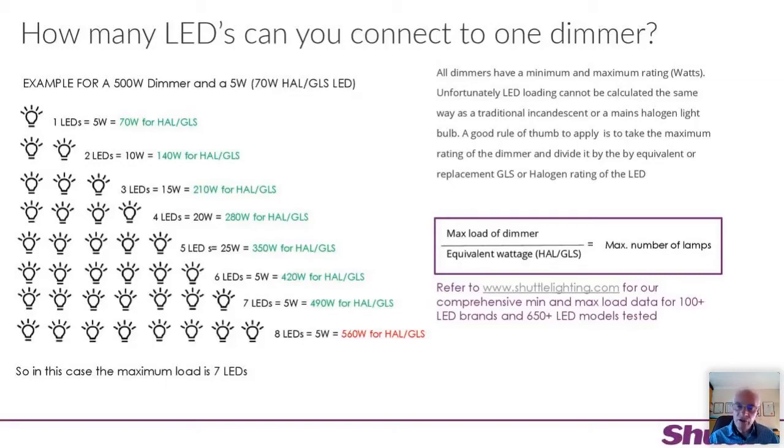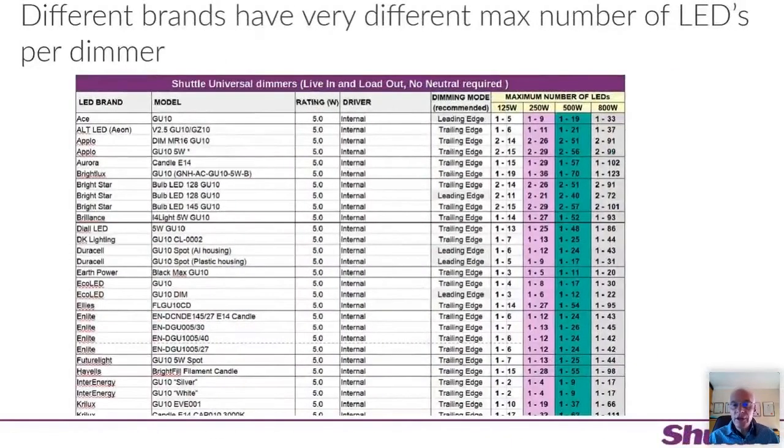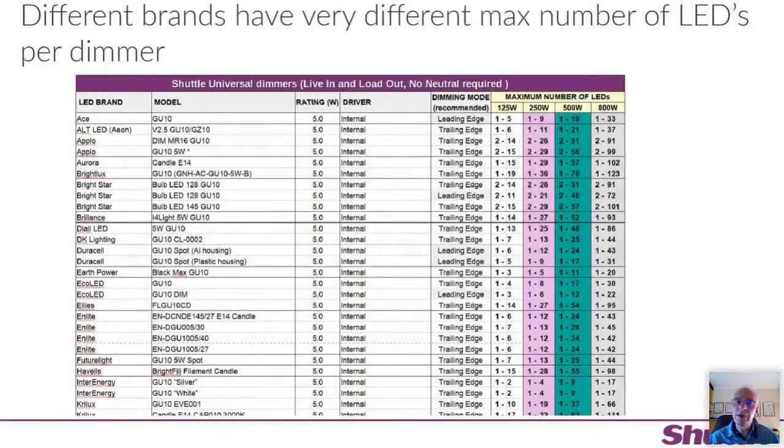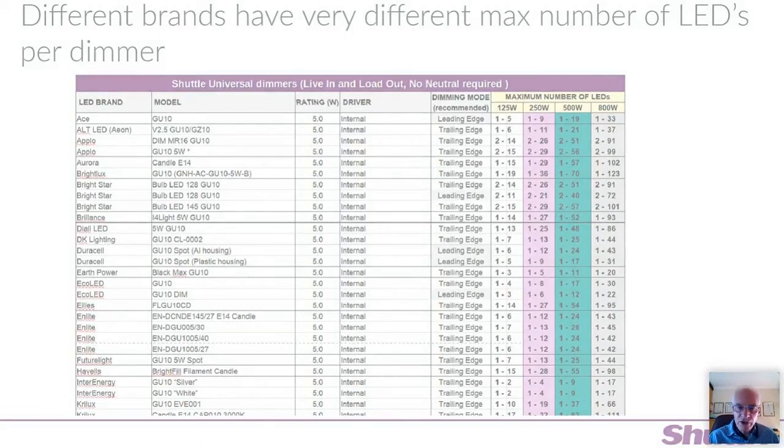That chart, the latest chart, is always available on our website for download. So here's an example of our chart. You can see that we list the LED brand, the model number, the rating, and then the driver. Whether it's an internal or external driver, if it's an external driver, we list which driver we tested with. And then importantly, the dimming mode. There are a limited number of LEDs which prefer leading edge rather than trailing edge dimming, so we actually test for that as well. And then we list the true number of minimum and maximum LEDs that you can place on our dimmer models. What we've done here is to extrapolate some of the 5 watt LEDs, just to couple back to the previous example.